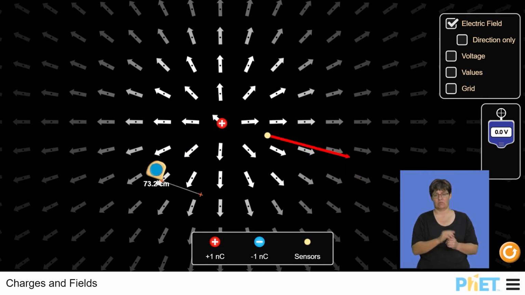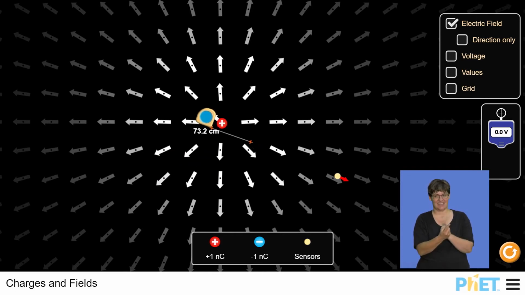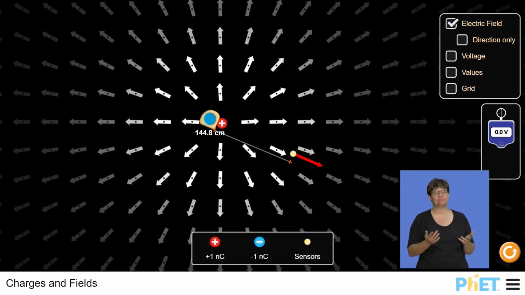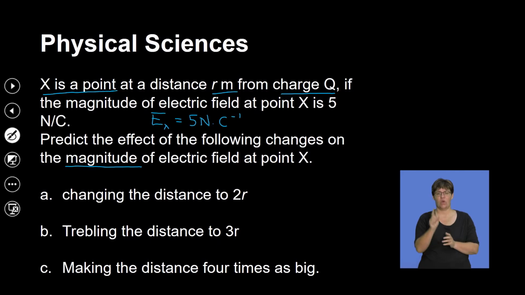Okay, I'll remove that. Let's move that further away. You can immediately see what is happening to the length of the arrow, which suggests something about the magnitude, right? 146, something there, or 145, 144. If I put it there, you can tell already that if the distance is doubled, the magnitude of the force experienced by the unit positive charge decreases. But it should be informed by some mathematical relationship that exists between electric field at a point and the distance.